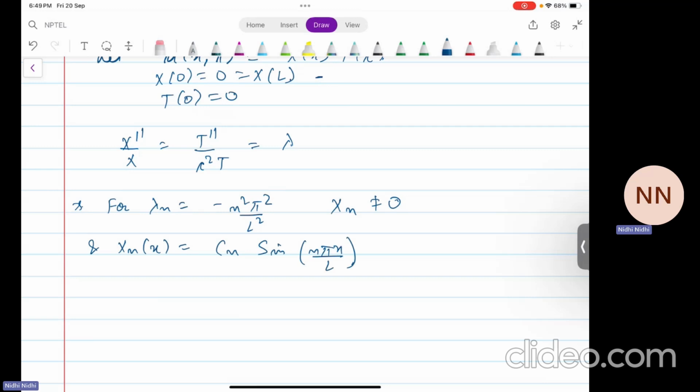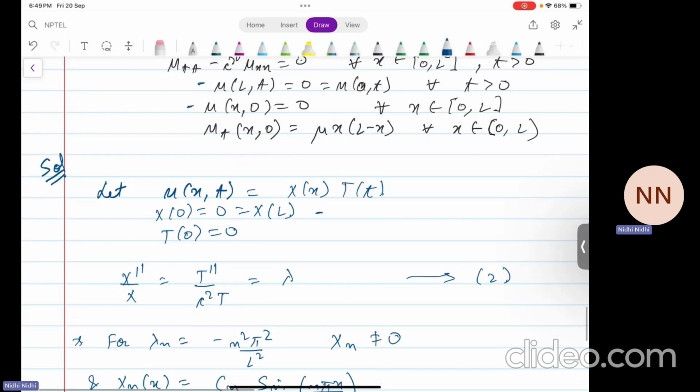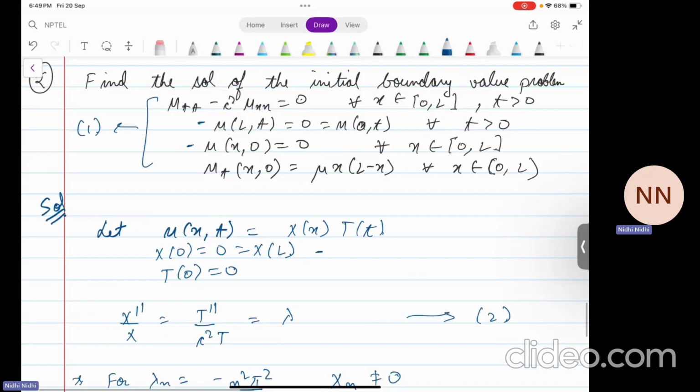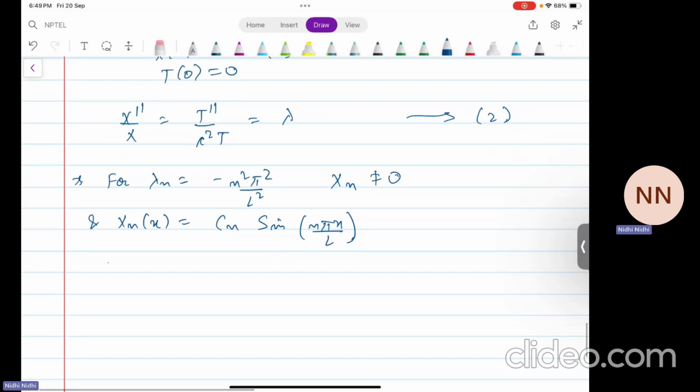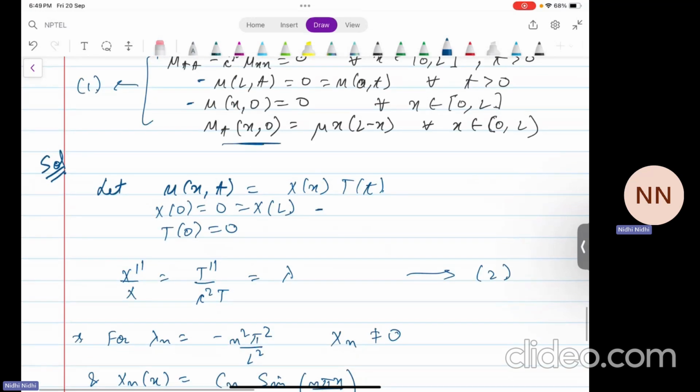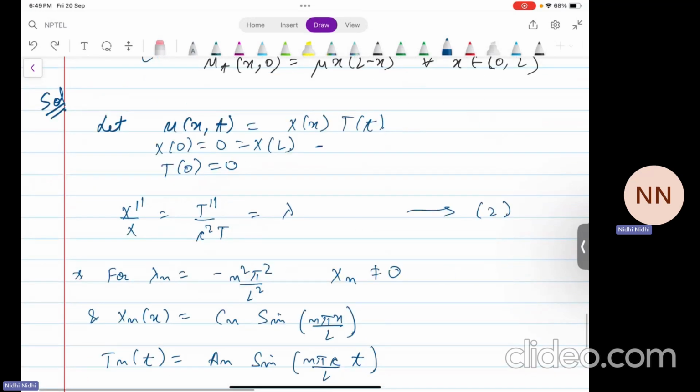And further, taking this lambda n and the second equation, let's mark this one as first. You must have got Tn(t) to be equal to some an times sine(n pi c by L t). I hope till here it must have been easy for you, because you have to just repeat the steps that were done in the first part. The only difference here is this condition. From here, our constants will vary.